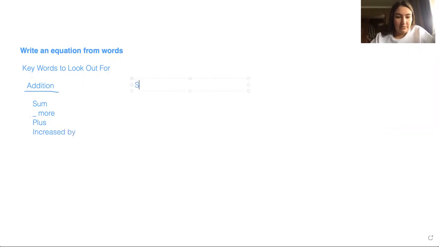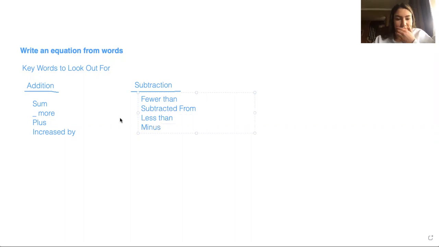For subtraction, words to look out for include fewer than, subtracted from, less than, or minus.